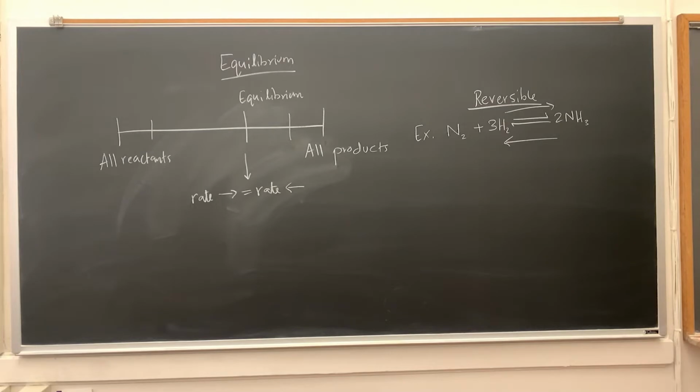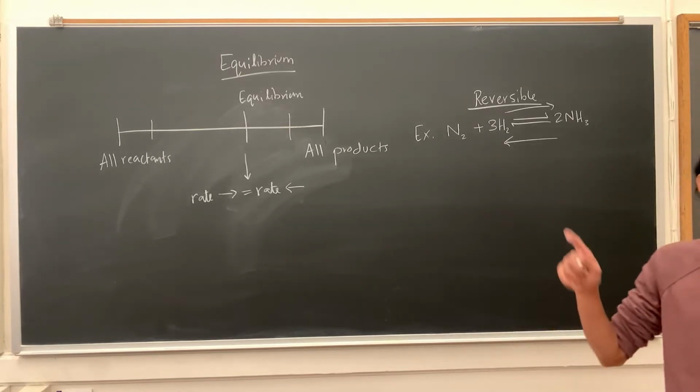Question: if we start with all reactants, is it possible for the backward reaction to ever become higher than the forward reaction? Does it stop at equilibrium, or does it continue going at a certain point and then go back to the equilibrium? So it sort of decays.